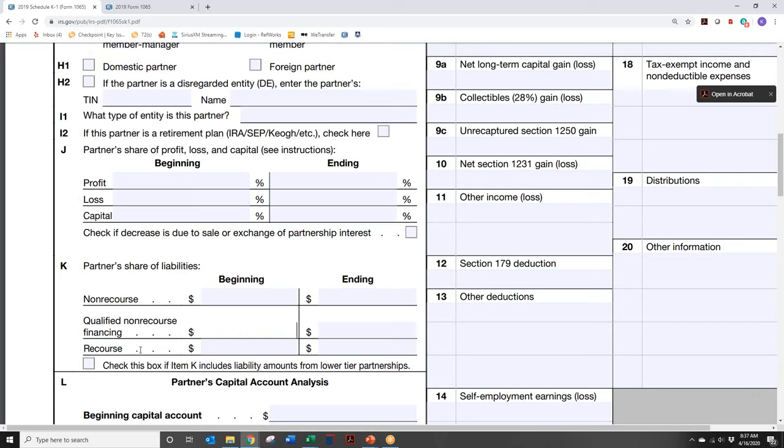Recourse debt, by its definition, is debt that, as a partner, I have personally guaranteed. For example, if the partnership borrows $1 million, say I contribute $100,000 and I get four other people to contribute $100,000. We have $500,000 total and we're going to buy a building for $1.5 million. We're all going to be 20% owners. We go to the bank and say we want to borrow $1 million. Forget the qualified recourse financing for a minute; say it doesn't exist.